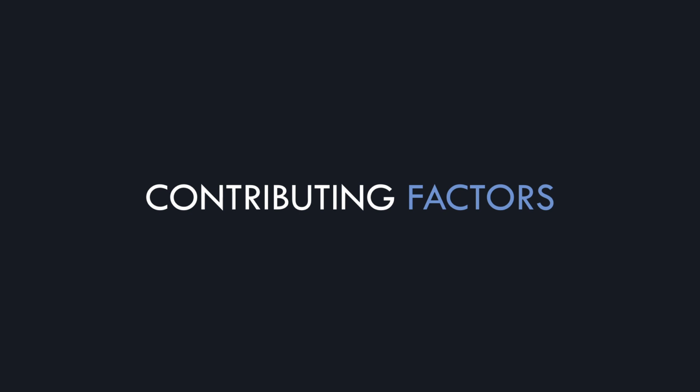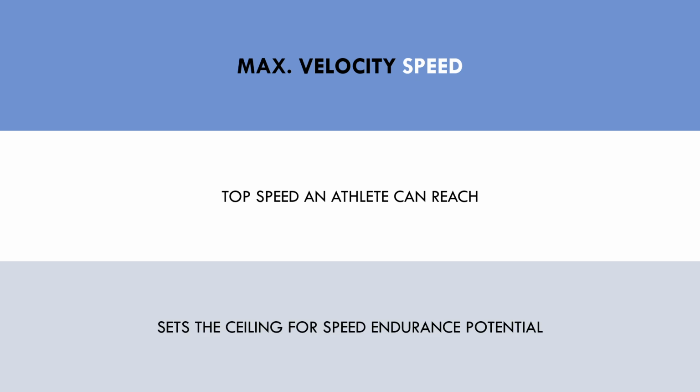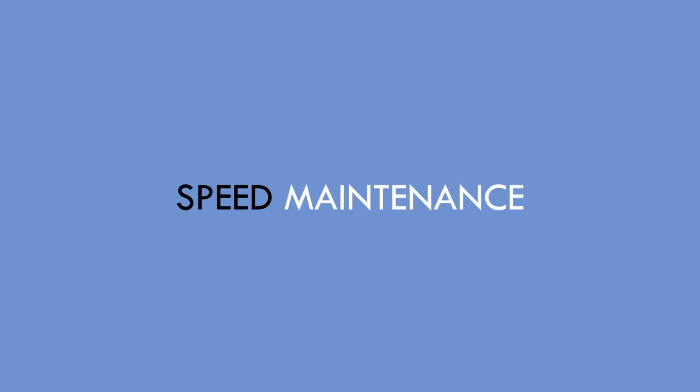Essentially, there are two primary factors that contribute to the performance of speed endurance. The first is maximal linear speed. This refers to the top speed an athlete can reach. This forms the basis of speed endurance because if an athlete cannot sprint at a fast speed in the first place, then it doesn't matter how long they can maintain it for. By improving max velocity speed, it raises the potential for greater speed endurance. The second contributing factor to speed endurance is the ability to maintain this top speed. There is ultimately a limit to how long an athlete can maintain a high speed before slowing down. However, athletes who can sustain a higher speed for longer will be faster over extended distances.